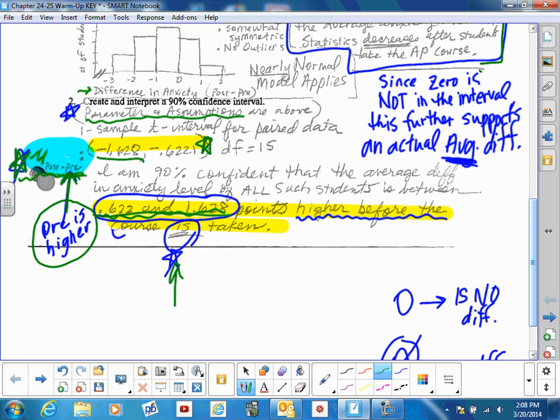Oh, yeah, and don't forget your zero statement on two means, paired data, and two proportions. Those are these last three over here on this list, which are always when you have to include a zero statement. Okay? These are the three that we're interested in differences. So, since zero is not in the interval, this further supports that there is an actual average difference, one average. Okay, questions there?